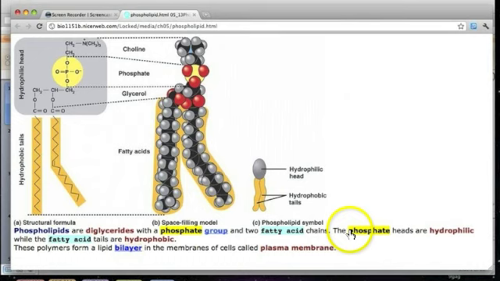Here's an image showing the molecular structure of the phospholipid. In the hydrophilic head, here you can see the phosphate component. And here is the hydrophobic tail, which is a lipid chain.